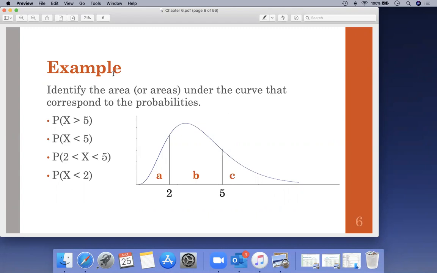In here you have to identify the area or areas under the curve that correspond to the probabilities. So here we have 4 questions. You have to find the corresponding area. Actually in here the area of this part is simply a. It can be any value, but I just mark it as a. Here it's b, here it's c. Now we have 3 areas and we can find these probability values using these symbols.